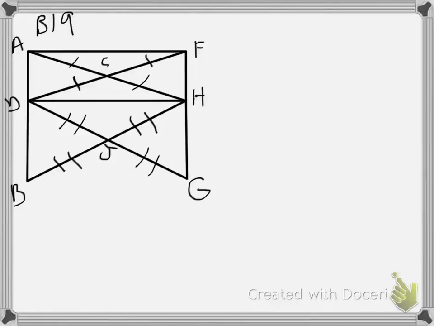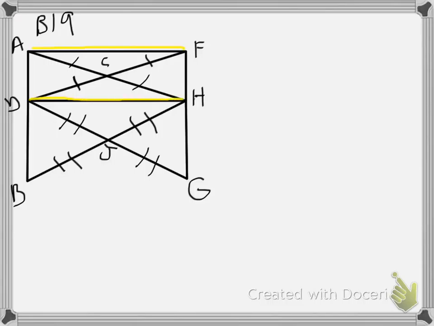Okay, here's question 19 on version B. They want to know which statements are true, and it's possible to have more than one answer. Okay, so it says AF and DH. AF and DH are right there. Here, I'll actually draw them. AF and DH right there. Well, right now there's no marks, so we don't know.